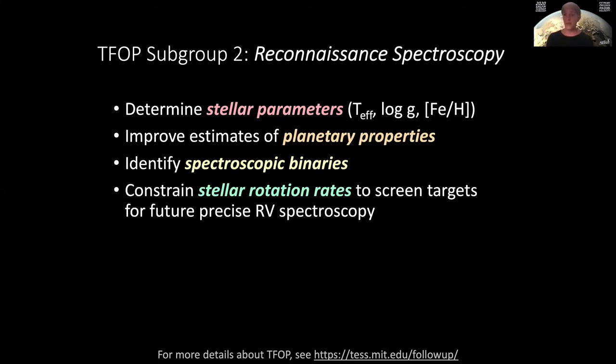Another thing you can do with the subgroup 2 reconnaissance spectroscopy is to estimate what the stellar rotation rate might be. This matters because if you find an extremely rapidly rotating star, it would probably be a challenging target for future precise radial velocity work, and therefore would be a bad candidate for mass measurement.